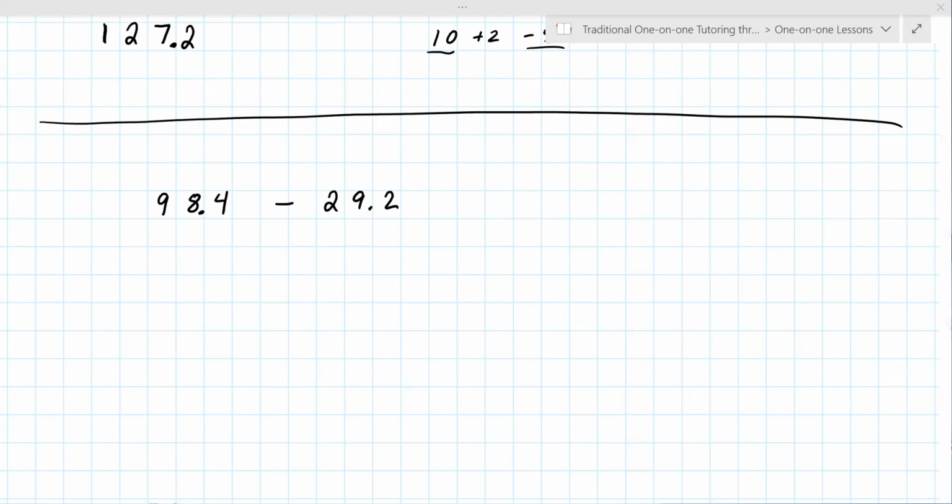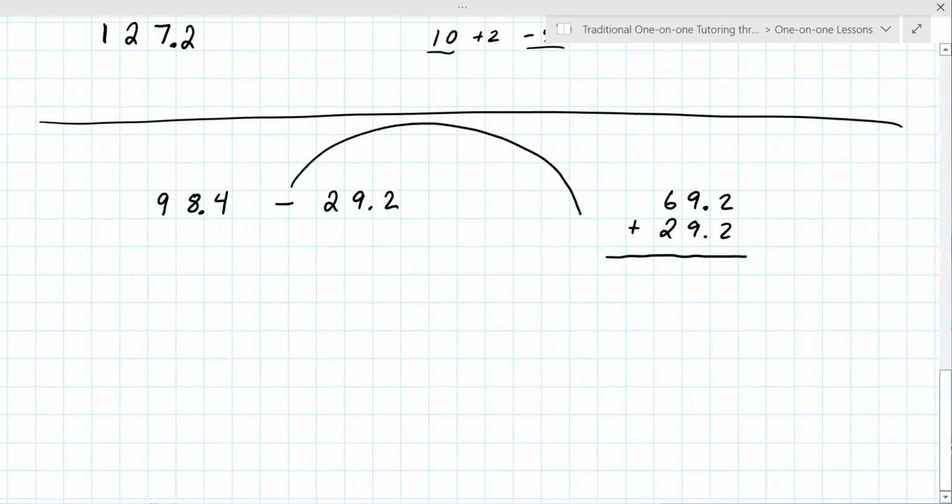Okay, I got my final answer. All right, give me just a moment here. Okay, what is your final answer? 69.2. Okay, so what I'm going to do is take this second number, put it below it, and add. So you'll see that addition and subtraction, they're kind of opposites of each other. Okay, so let's add these.